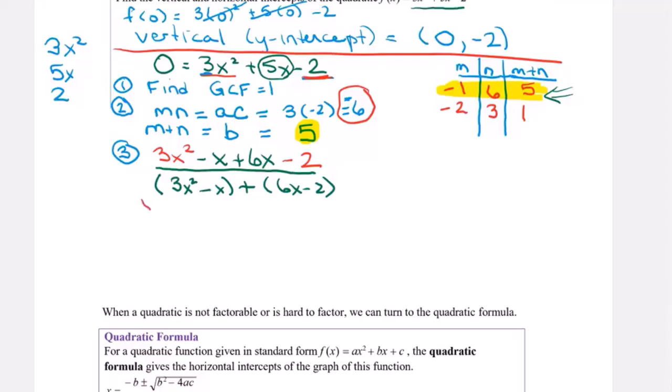So here it would be x, and I would multiply that by 3x minus 1. I'm going to say plus, and in my second group, my greatest common factor is 2. And if I factor out a 2 or divide each term by 2, I get 3x minus 1. Perfect. Notice 3x minus 1 is in both terms.